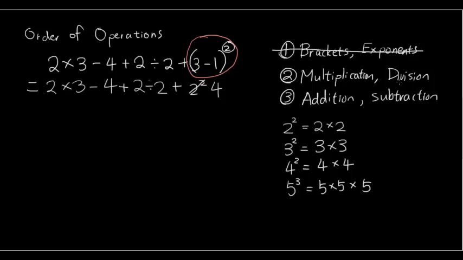And now we're going to look for multiplication and division. Now we have 2 by 3, which is 6, so we're going to do that first. Right, we got 2 by 3, which is 6. We got 2 divided by 2, we're going to do that. So 2 by 3 is 6, minus 4, plus 2 divided by 2 is 1, plus 4.